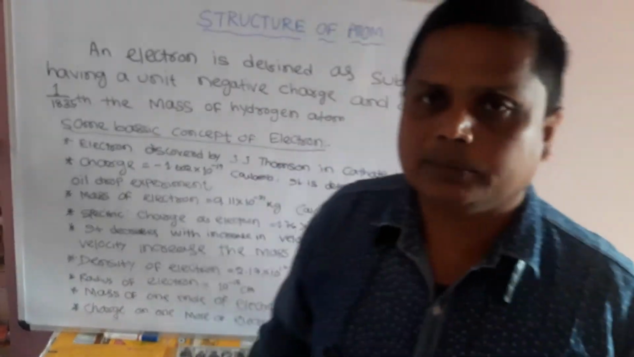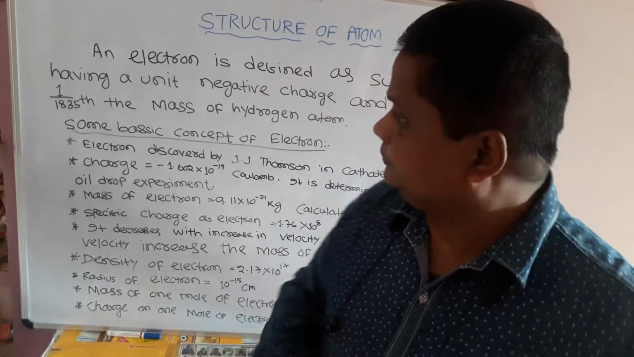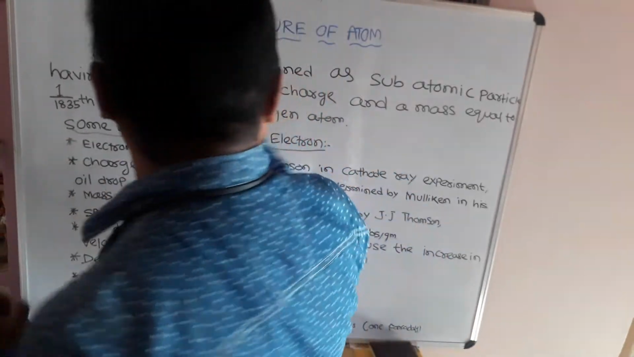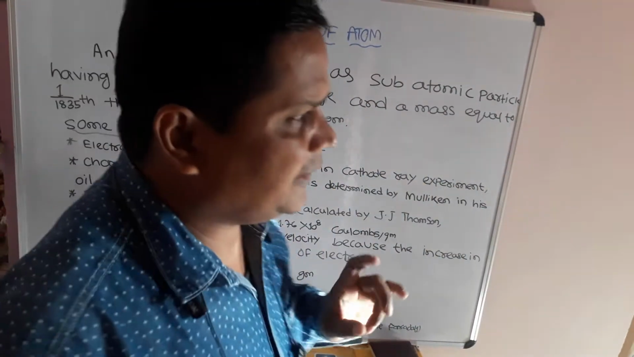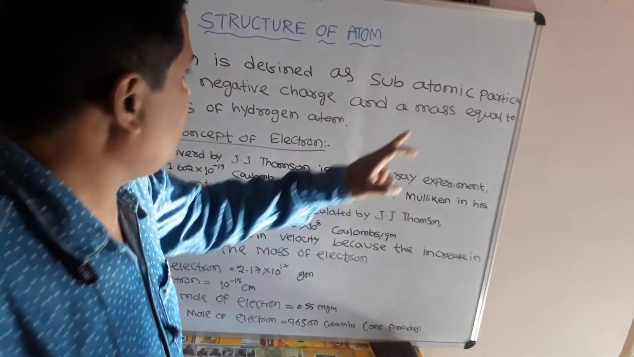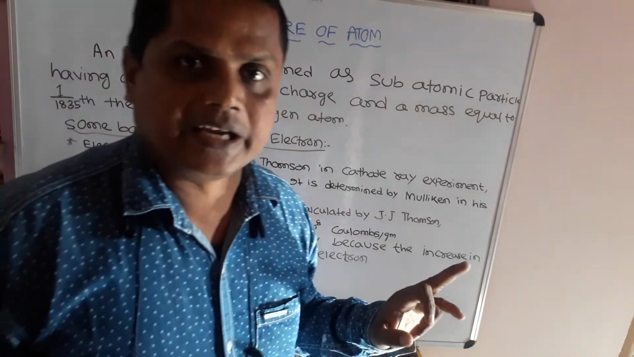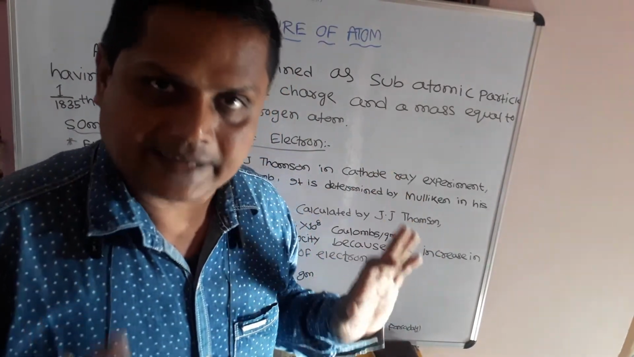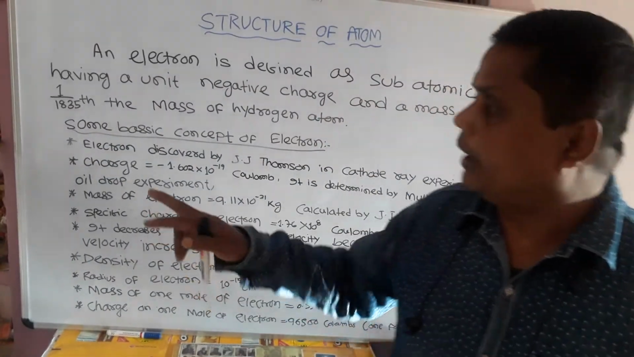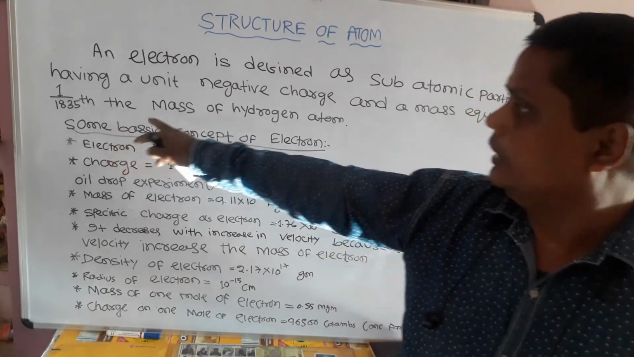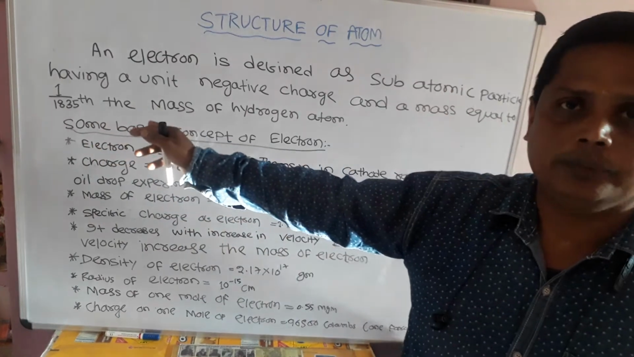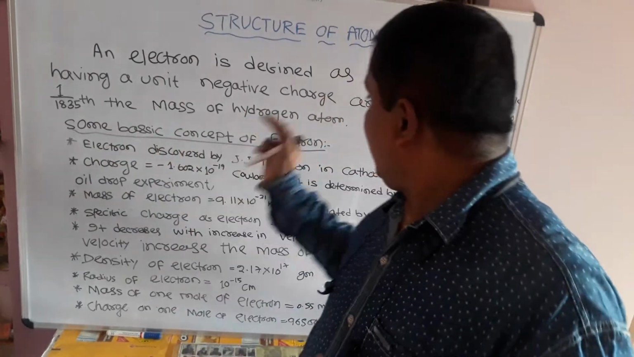Now I am going to discuss the structure of atoms. An electron is defined as a subatomic particle having unit negative charge and a mass equal to 1/1835 the mass of the hydrogen atom.